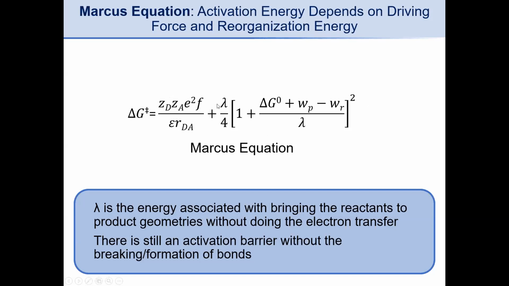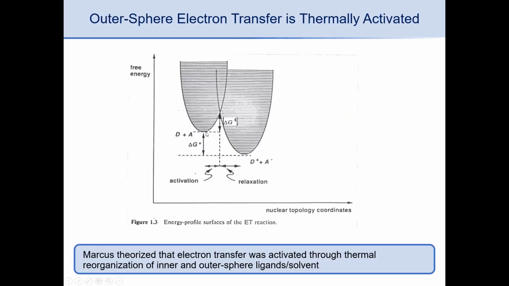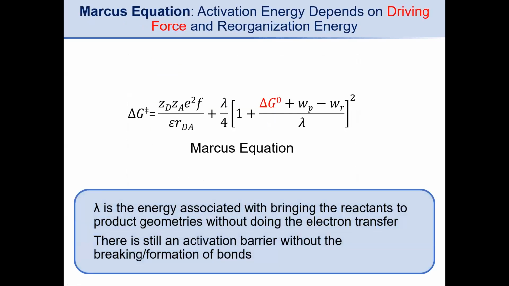The salient variables in this term are lambda and delta G naught. Delta G naught is our reaction driving force, which is just the separation between the bottom of the reactant parabola and the bottom of the product parabola. This is essentially what makes your reaction spontaneous, right? If this is negative, the reaction's spontaneous. If it's positive, the reaction's not spontaneous. You should know that from freshman or high school chemistry. So pretty simple.